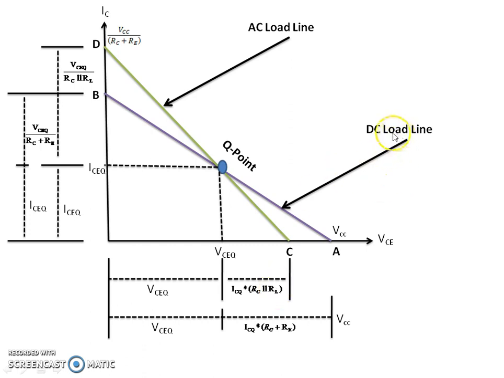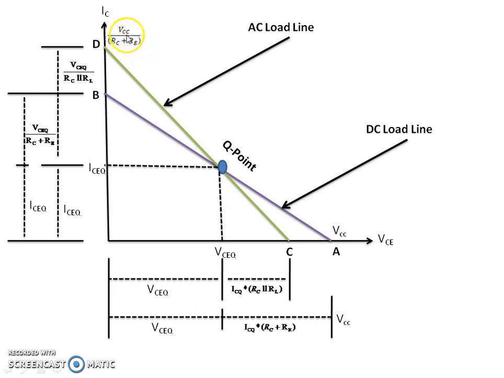Similarly, the DC load line saturation point can be calculated as ICQ plus VCEQ divided by (RC plus RE), and the AC load line saturation point is given as ICQ plus VCEQ divided by (RC parallel RL). In another way, the value of point B can also be calculated as VCC upon (RC plus RE).